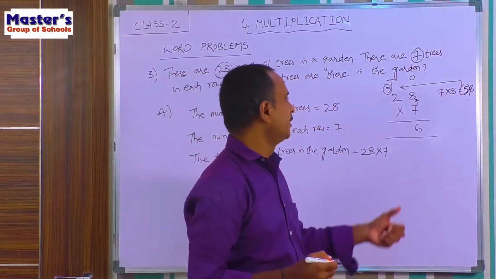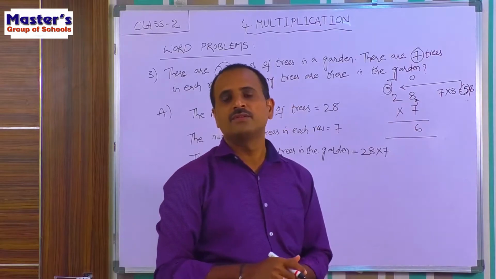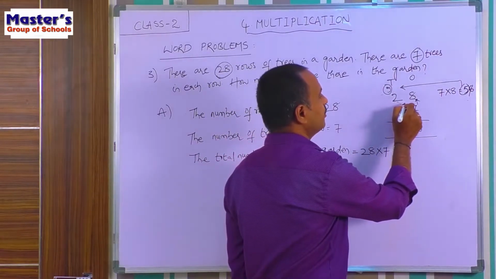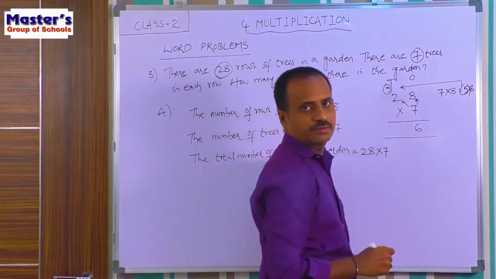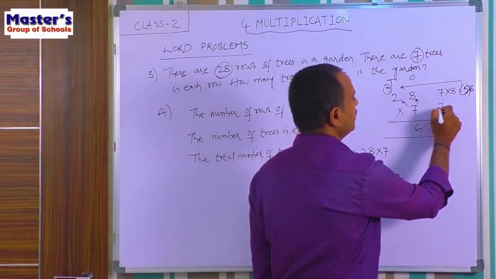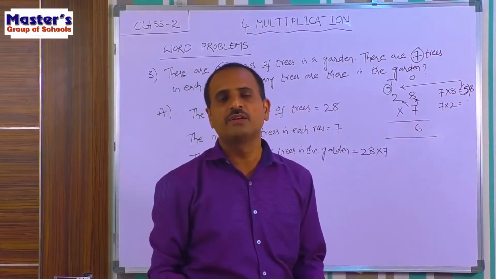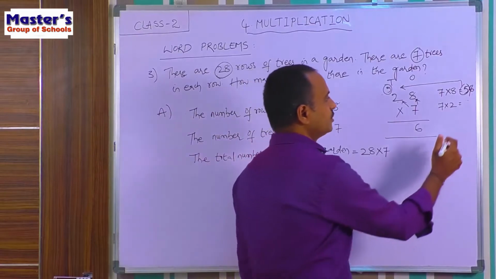So now continue the multiplication with the tens place. What is present in tens place? 2 is present in tens place. So multiply 2 with 7. That is 7 into 2. Children, 7 twos are how much? 7 twos are 14.